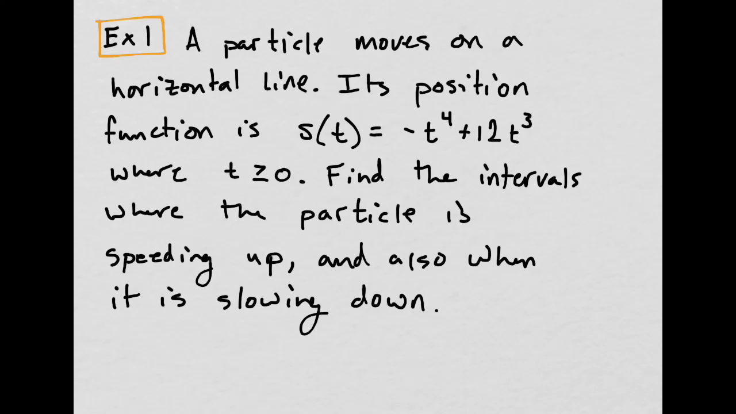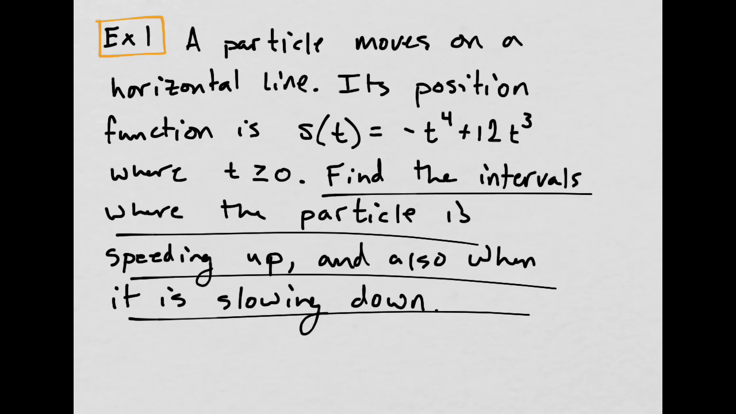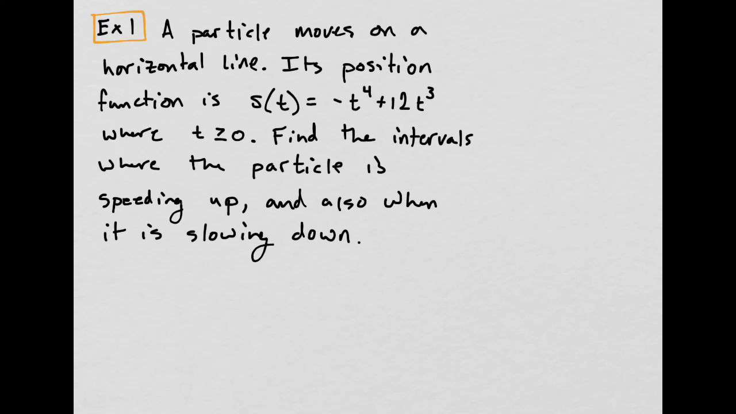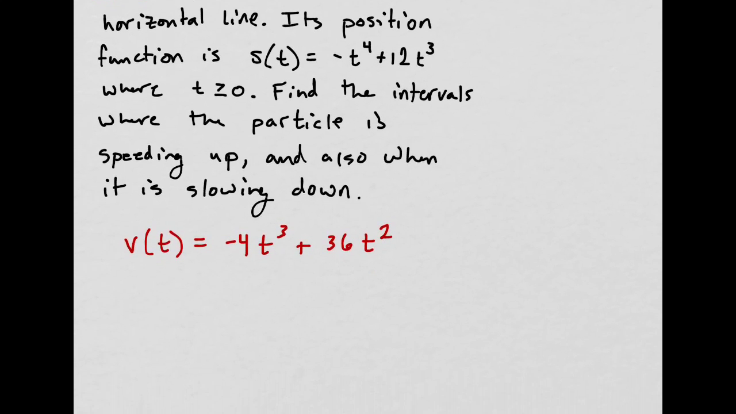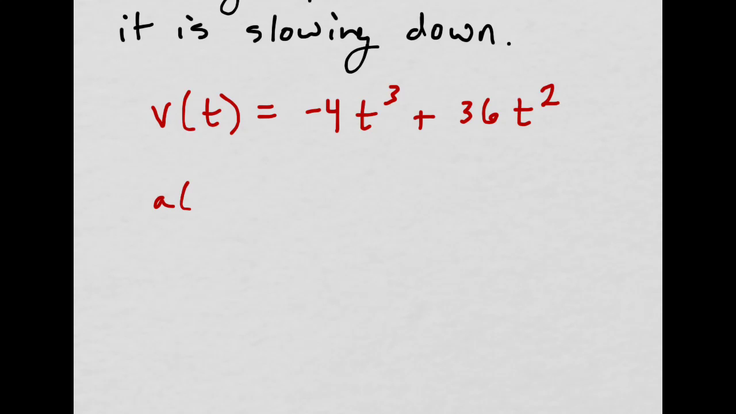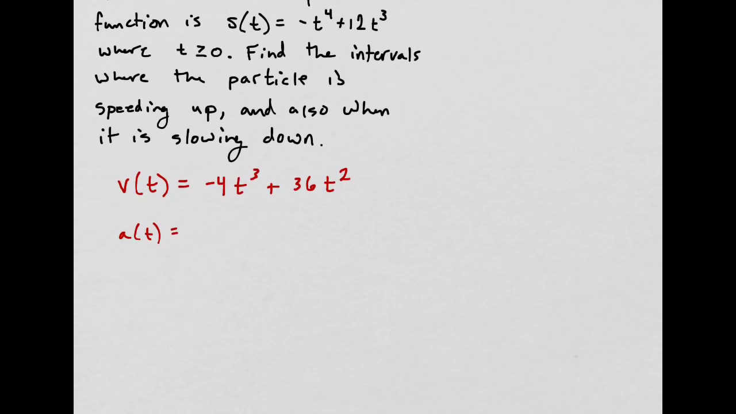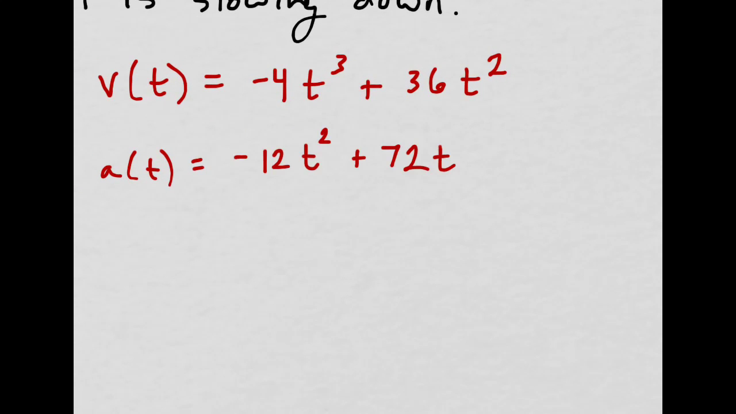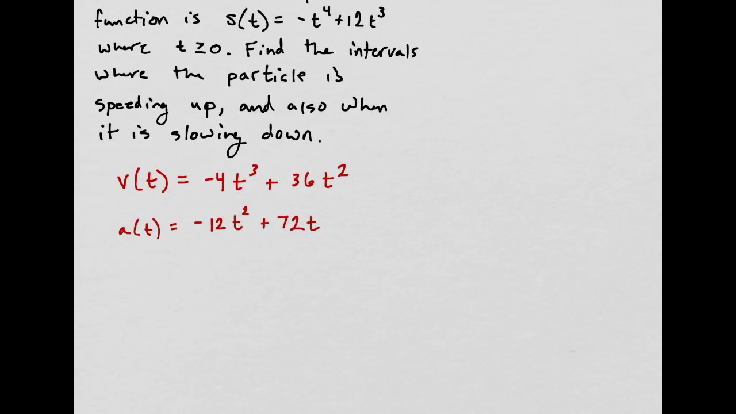The task is to find the intervals where the particle is speeding up and also when it is slowing down. So what we're going to do is first we're going to need our velocity function and our acceleration function. And you get that by just taking the derivative of position. So velocity is a cubic function, and acceleration, that's just going to be the derivative of velocity. So that's what we do first.